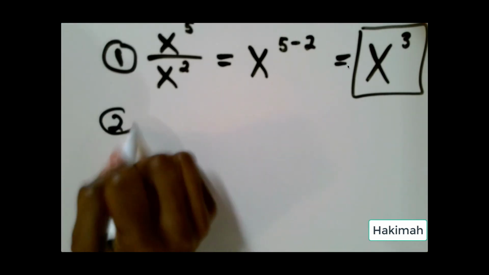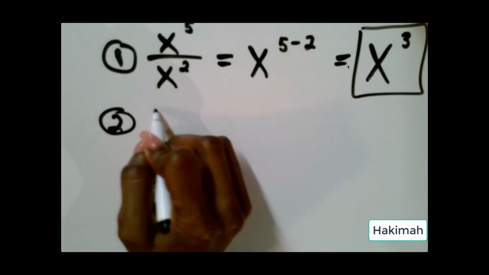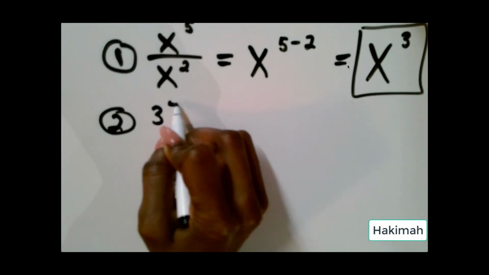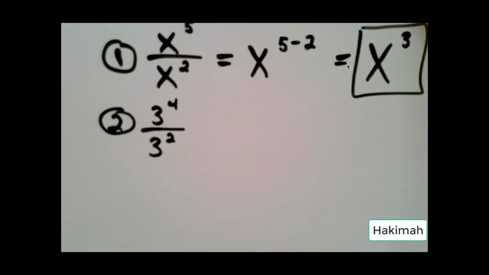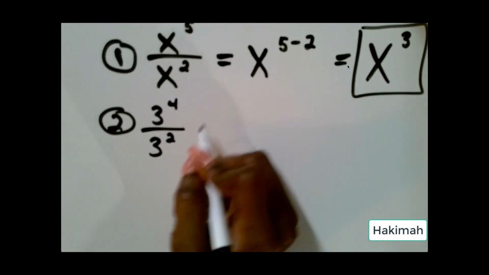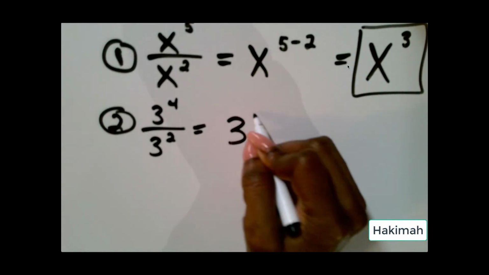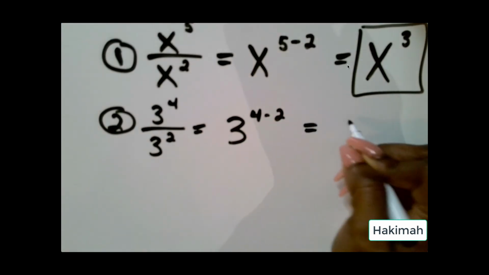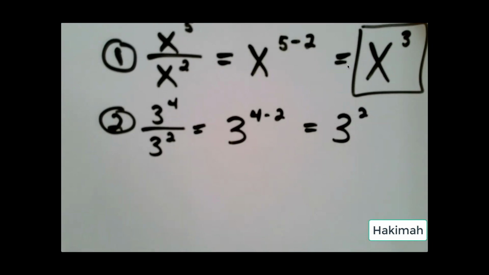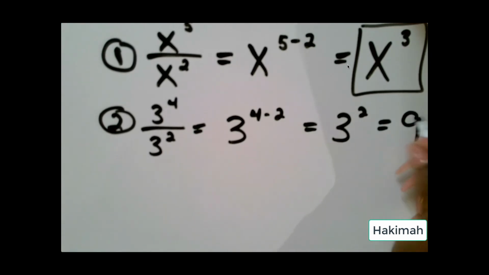Example number 2. Let's say we have 3 to the power of 4 divided by 3 to the power of 2. Again, anytime we are dividing with the same base, we use our quotient rule, which says keep the base and subtract the exponents. In this case, 4 minus 2 gives us 3 to the second power. Do not forget to simplify to its simplest form, which is equal to 9. 3 times 3 is equal to 9. Very, very simple. Let's turn it up just a notch.